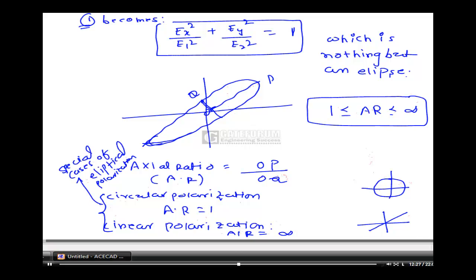One more thing here is, suppose the angle is theta. If theta is positive, then we can call it left-handed elliptical polarization. If theta is negative, we can call it right-handed elliptical polarization, which is a similar case to circular only.